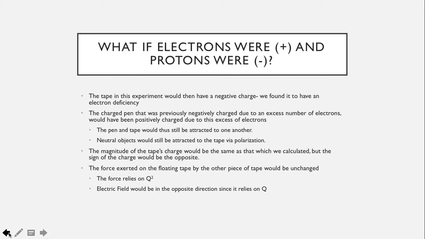And the force exerted on the tape by the other piece of tape would be unchanged since it relies on Q squared. But the electric field would be in the opposite direction.